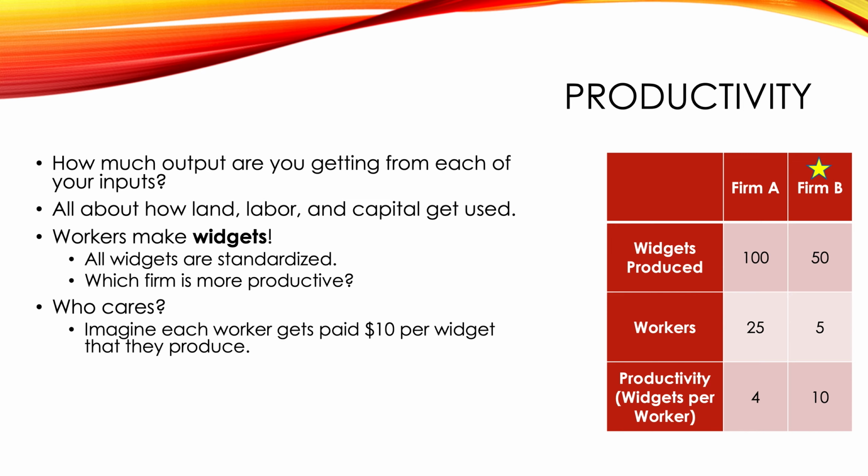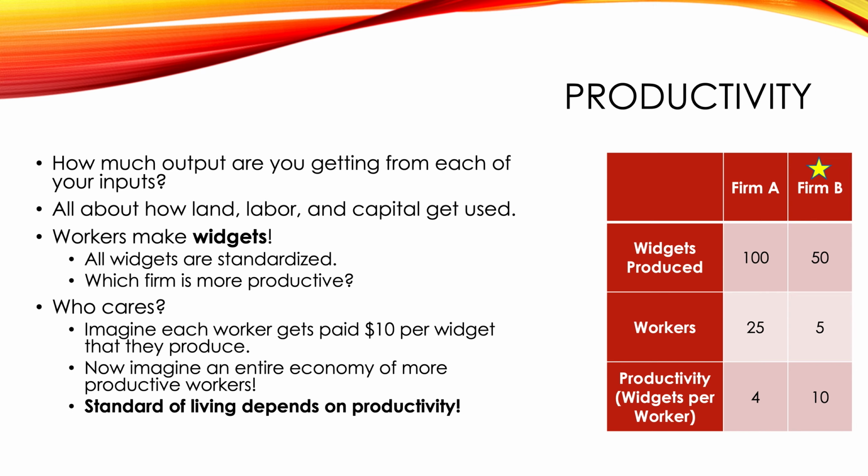Now, if you want to take this idea instead of 2 firms but apply it to an entire economy, it really matters, right? If workers are more productive, they are earning more money. And so, to sum everything up here, standard of living for an entire country or for a family depends on how productive workers actually are. If you're not productive, you are not going to be paid. If you're more productive, you're going to be paid more. And so the quality of life, to some degree, and the standard of living as we measure it, is going to depend on how productive you are.